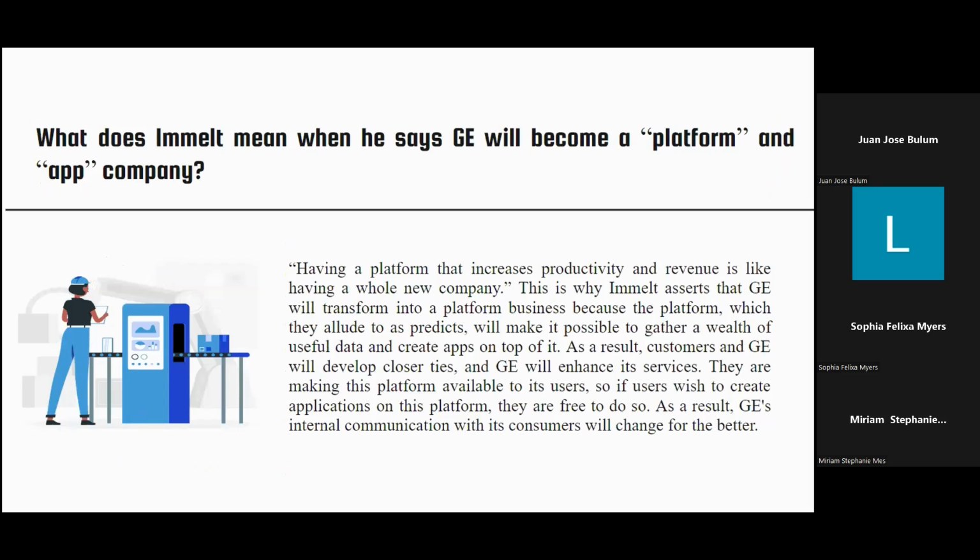So what does Immelt mean when he says GE will become a platform and app company? Having a platform that increases productivity and revenue is like having a whole new company. This is why Immelt asserts that GE will transform into a platform business, because the platform, which they allude to, will make it possible to gather a wealth of useful data and create apps on top of it. As a result, customers and GE will develop closer ties and GE will enhance its services. They are making this platform available to its users, so if users wish to create applications on this platform, they are free to do so. And as a result, GE's internal communication with its customers will change for the better.